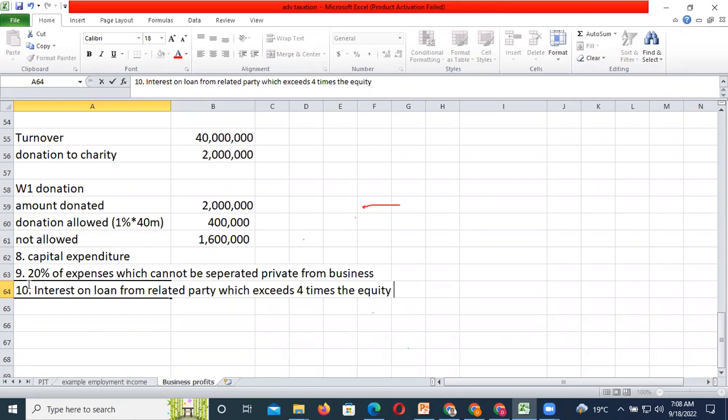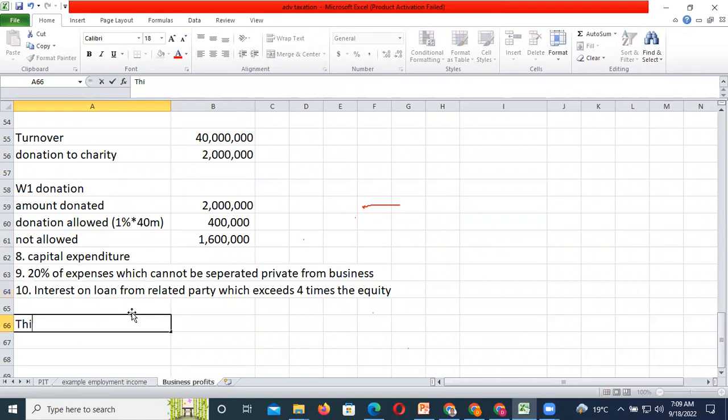Now, when you are dealing with a related party, any loan that exceeds 4 times the equity, that difference is not allowed. This is very important to analyze, because it's what's called thin capitalization. This is what we refer to as thin capitalization.